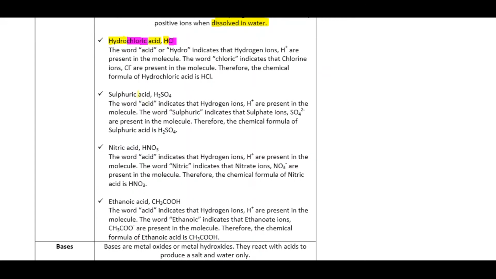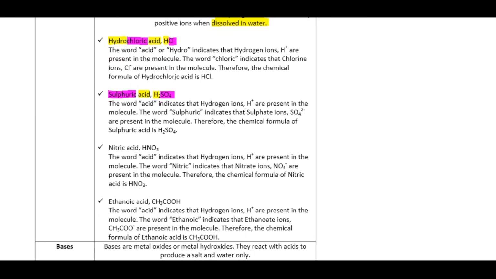If we have sulfuric acid, the word acid shows us that there's hydrogen atoms, and sulfuric is actually referring to sulfate ions, right? So sulfuric refers to sulfate ions, acid refers to hydrogen ions. So when we are talking about the chemical formula of sulfuric acid, it is actually H2SO4, right? But why is there a 2 over here?